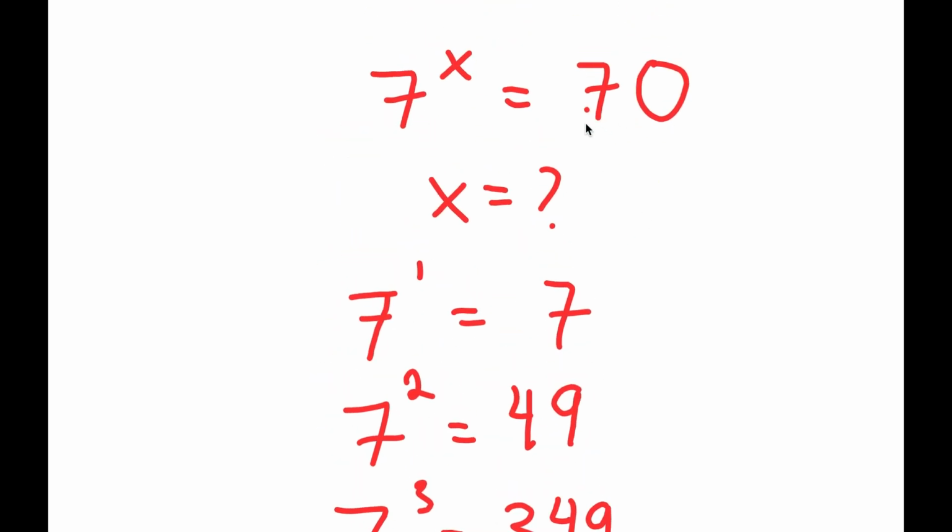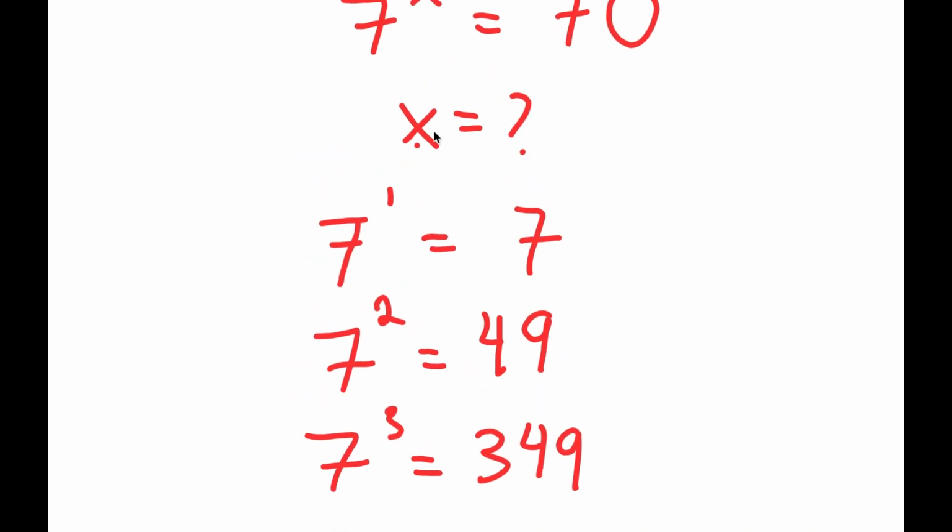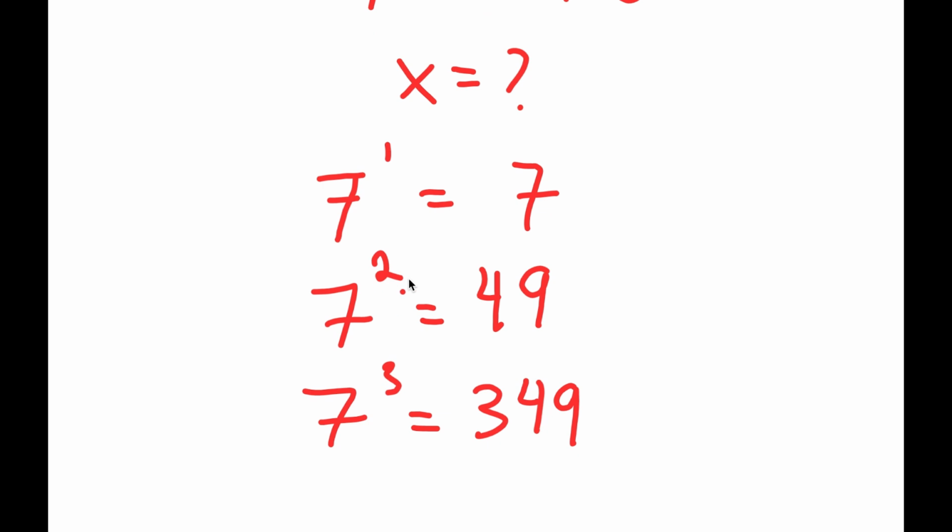So notice how we're trying to find what value of x that we should take the power of 7 to equal 70, but even the number 3 results in a number much higher than 70, meaning the value of x is going to be a decimal somewhere in between 2 and 3.